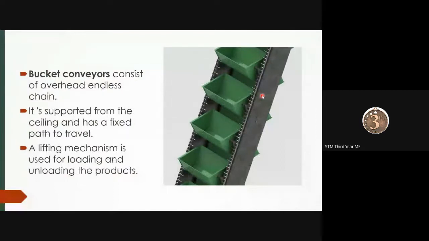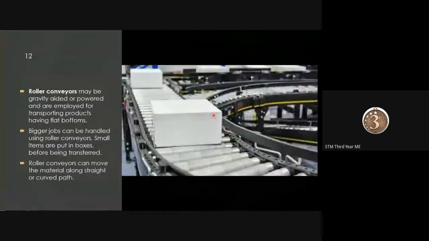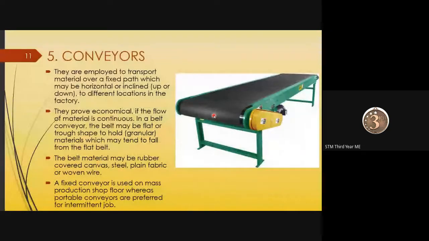Another type of conveyor is a bucket conveyor. You can see how a bucket conveyor is arranged here, and this also forms a continuous motion. But here we are using the conveyor in a vertical direction. Both the roller and belt conveyors were in a horizontal direction.